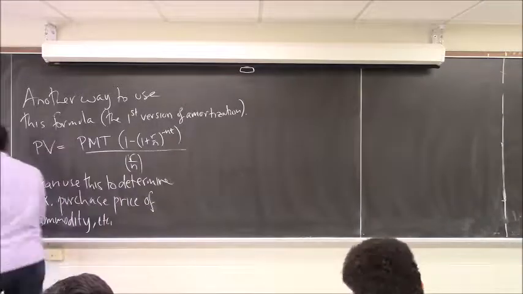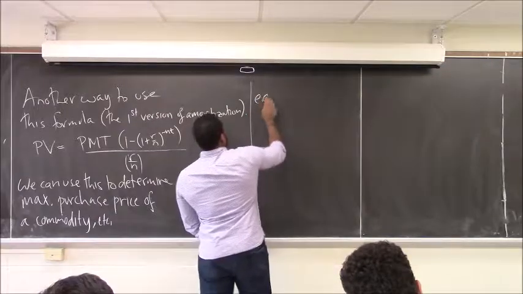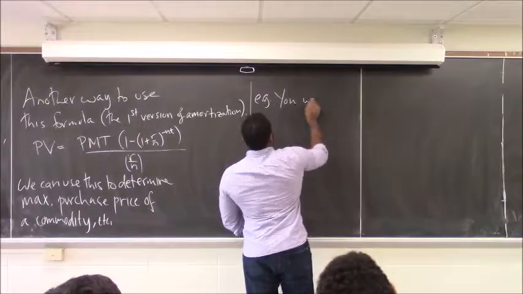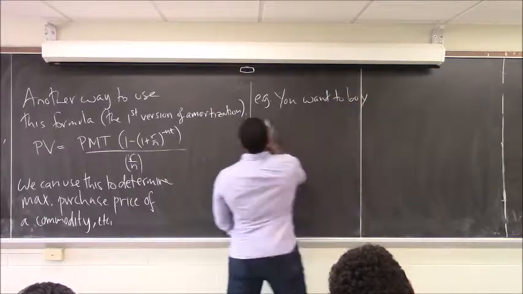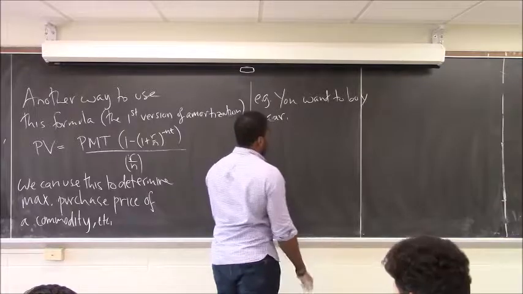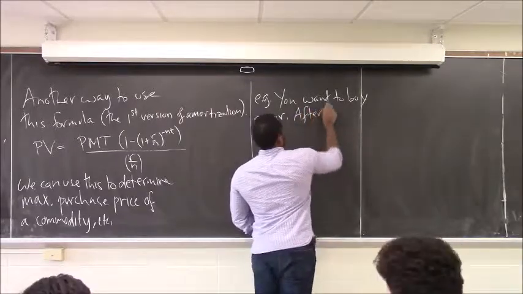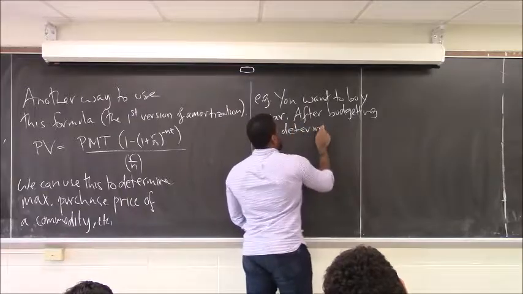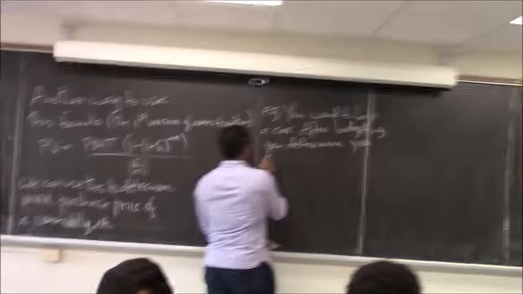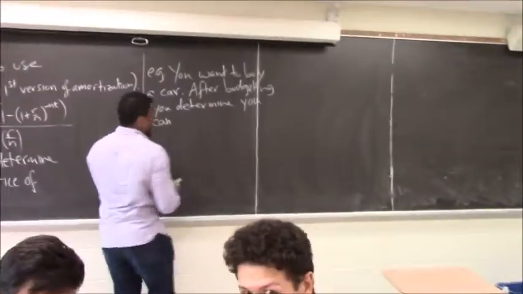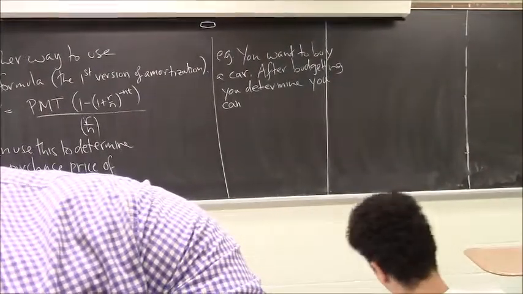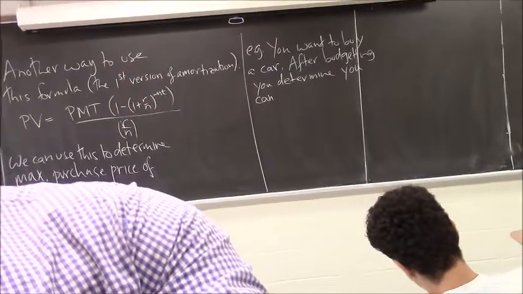Okay. So, example. Say you want to get a car, right? After budgeting, you determine that one struck a chord. You want to buy a car? So I want a car. He's talking about me? This is actually really weird to do backwards.